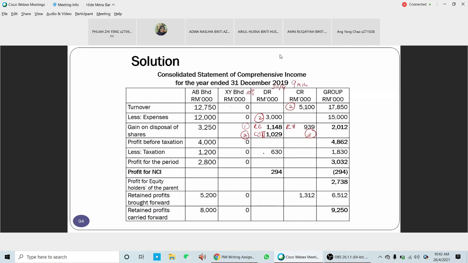Then taxation is number 2. NCI here is 294, also number 2. So from that profit, allocate to NCI 294, which means that the parent will be 2738. RE brought forward 1312 here is journal entry number 1. So we're going to have here 6512. This is your RE carry forward.